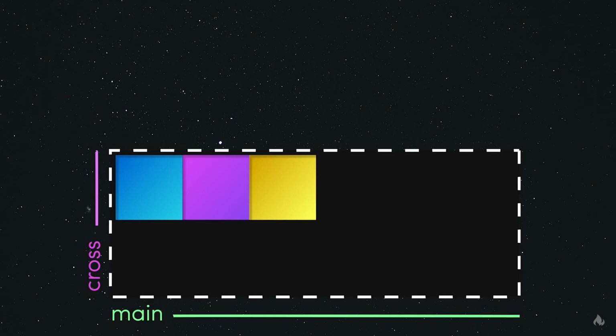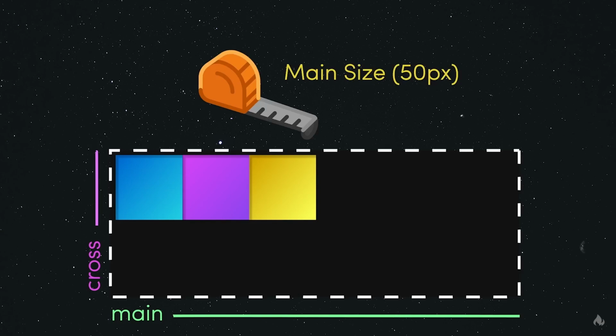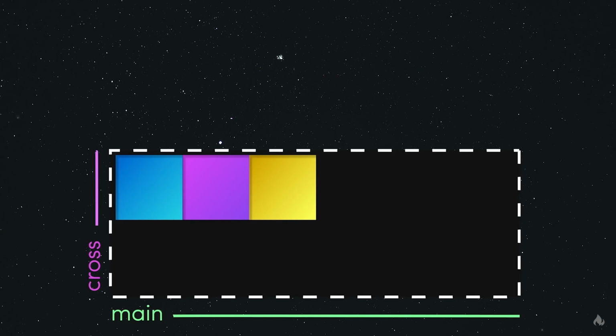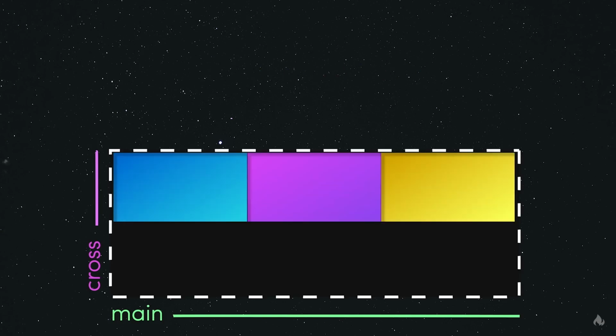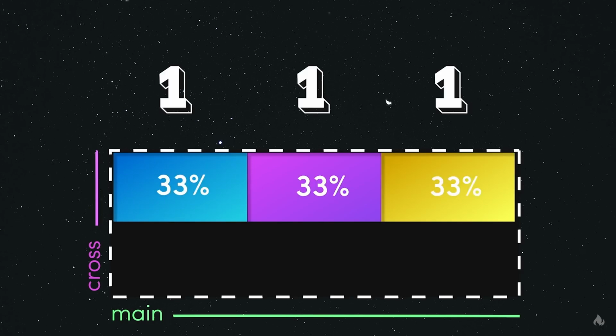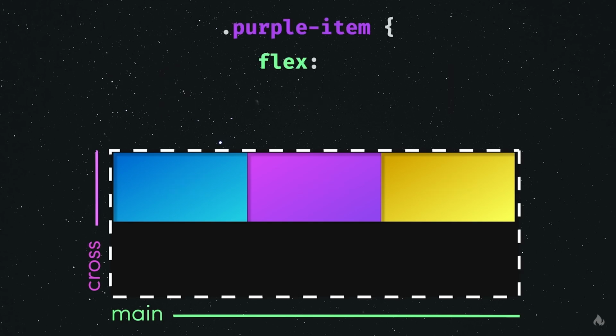The amount of space that each item takes up on the main axis is known as the main size. In this case, each item has a fixed width of 50 pixels. But if we change the item width to 100%, the flex container will distribute the items evenly across the main axis. You can now think of the sizing in terms of a ratio where each item takes up 1 unit of space. You can change that ratio by setting the flex property on an individual item.